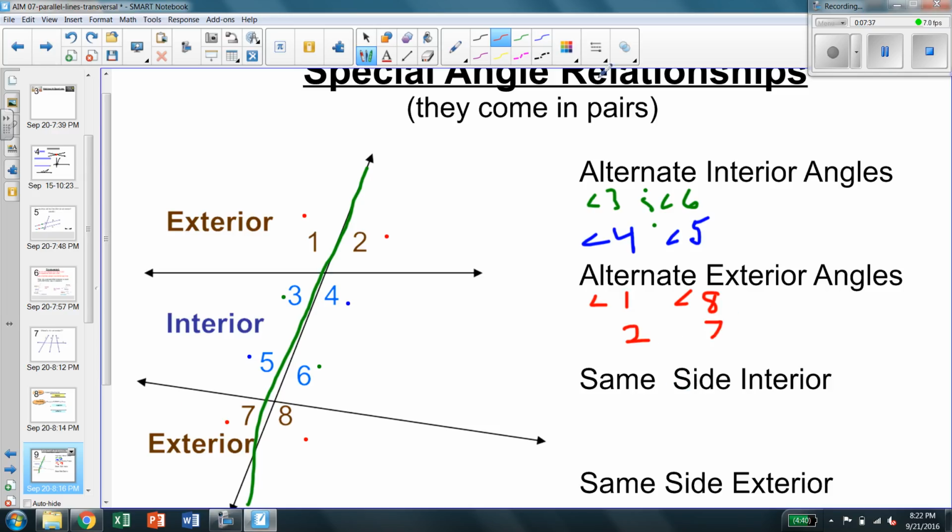Same side interior. Now we're talking about the same side. So 4, and instead of alternate, which would be on the other side, we're on the same side, and we're inside. So 4 and 6. What's another pair? 3 and 5. Same side exterior. I think we can tell. 1 and 7. 2 and 8.